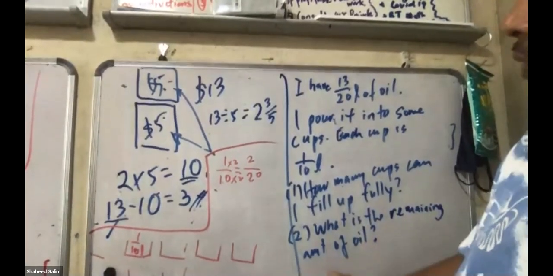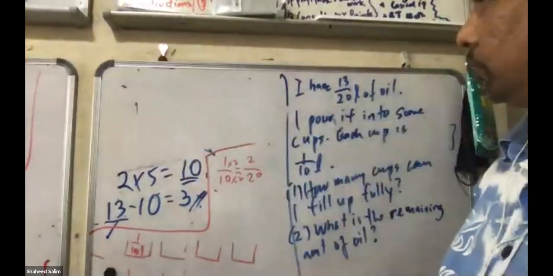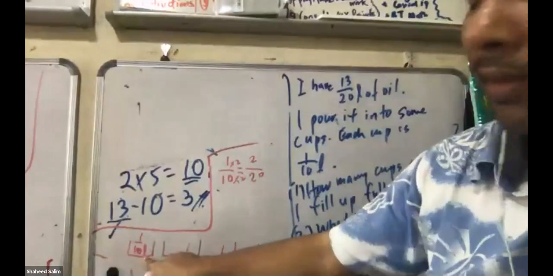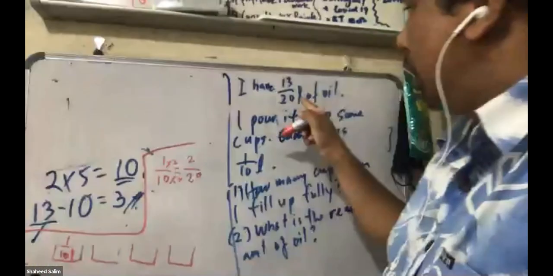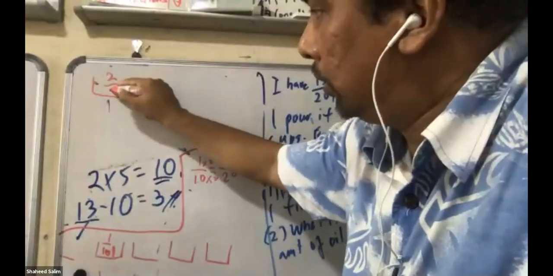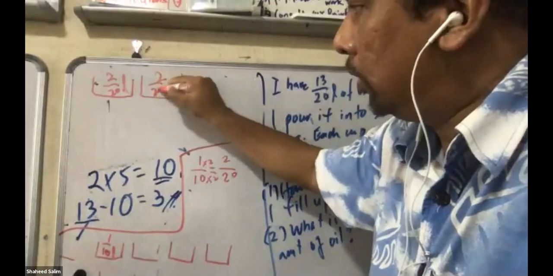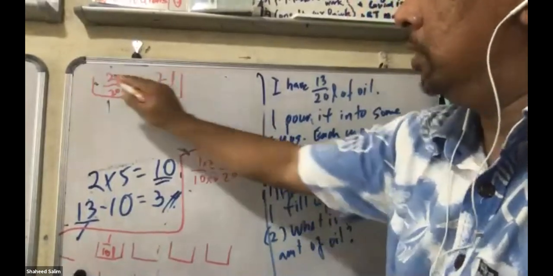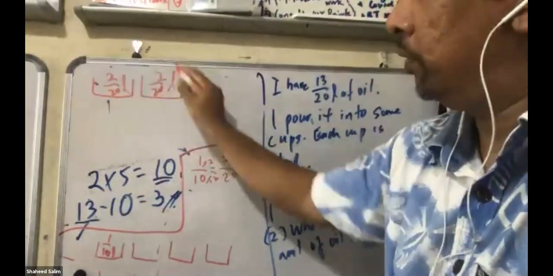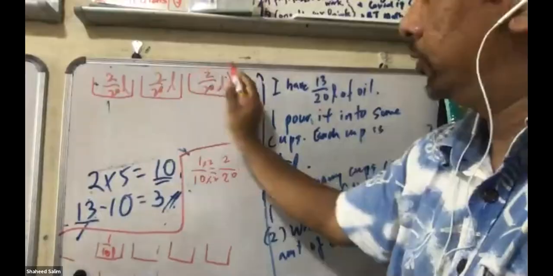Now watch what I do. I'm going to draw the cups down here. I'm not going to use 1/10, I use 2/20, so that you can compare. Down here, 1 cup is 2 out of 20. Another cup, another 2 out of 20. How much do we have so far, altogether? 4 over 20. Now I put another 2 out of 20. How much do we have now? 6 over 20.